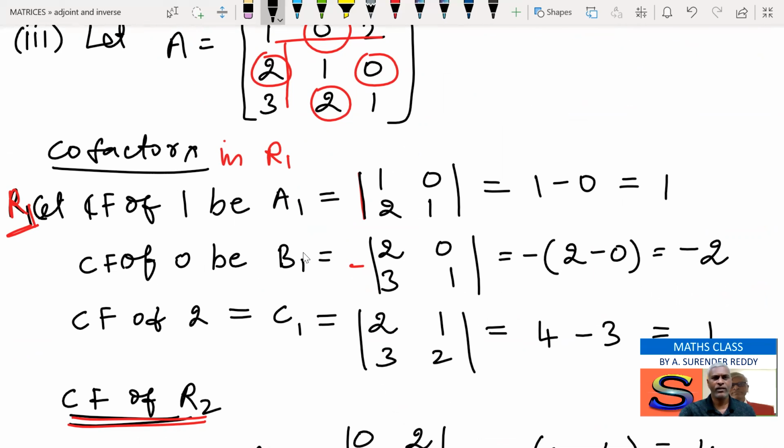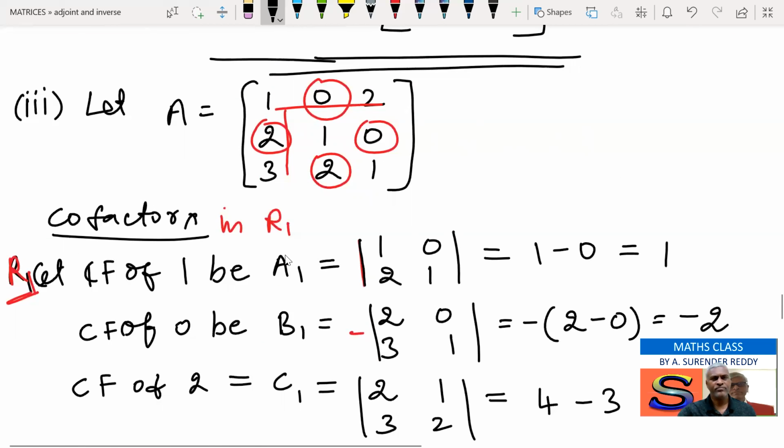First, finding cofactors. You look at this very particularly. You should be a little bit careful while selecting the 4 elements. How to select the 4 elements? First, neglecting the row and column in which the element lies.